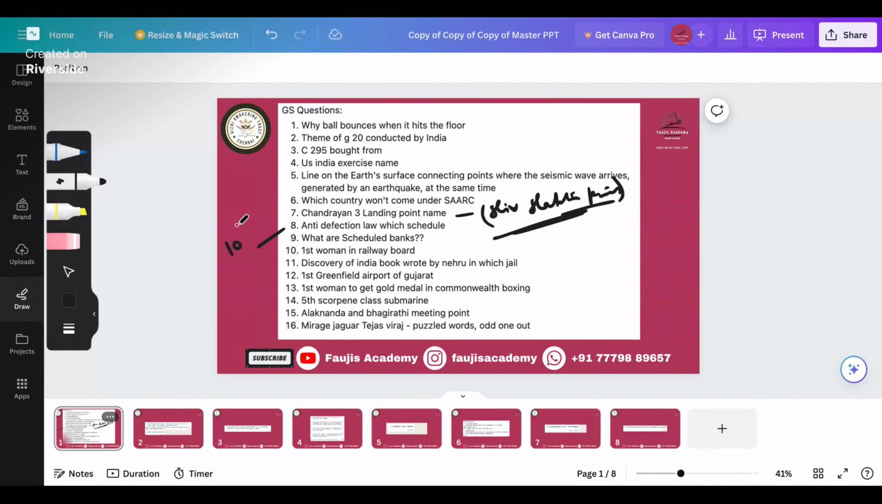The anti-defection law is in the 10th Schedule. What is all this schedule, chapter, and this and that? Please speak to your polity teacher. They will talk more about this. But the answer to this question is the 10th Schedule.